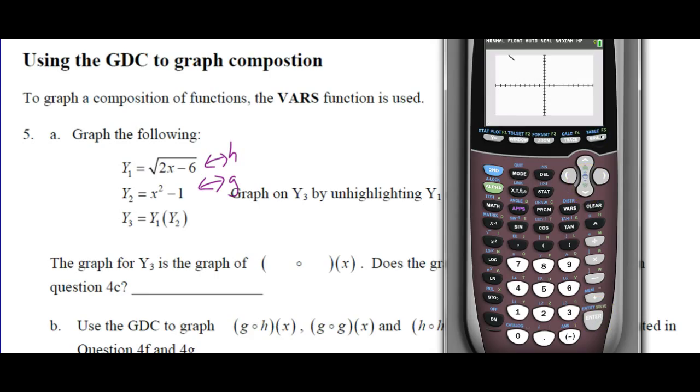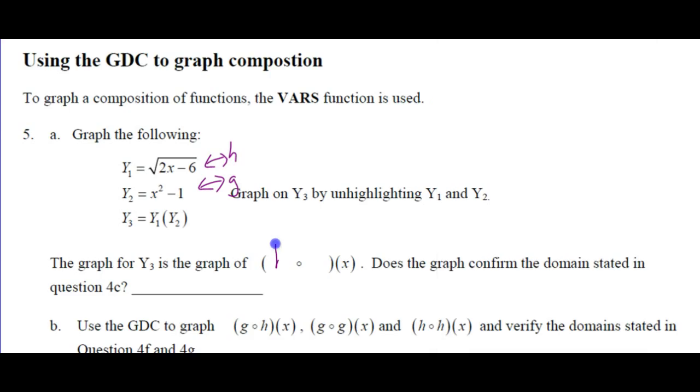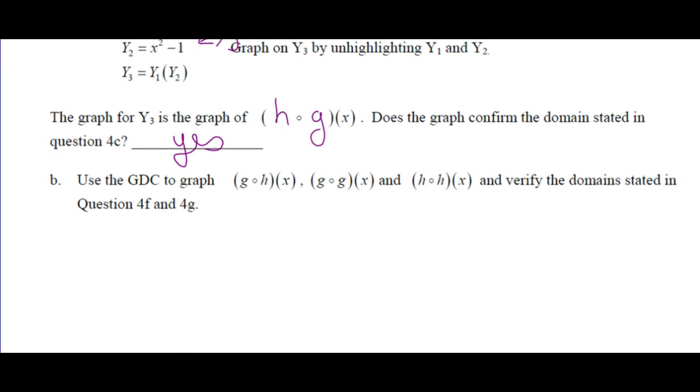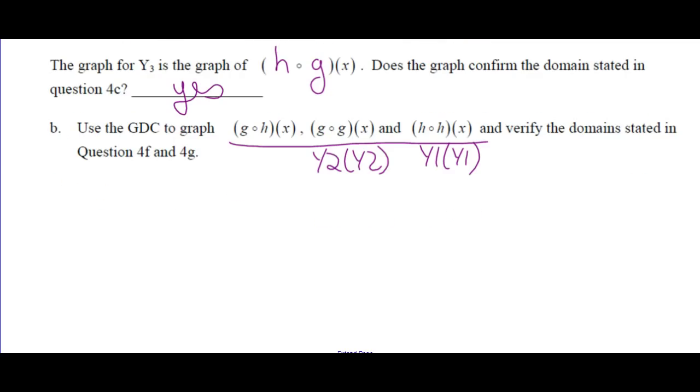So this was the less than or equal to negative 2, greater than or equal to 2. Right? That was 4c. So that was y1, h of g of x. And does the graph confirm? Yes. And then g of h of x. So you could do these, right? So all you're doing here is y2 of y1, y1 of y2. Okay, so that's just calculator stuff.